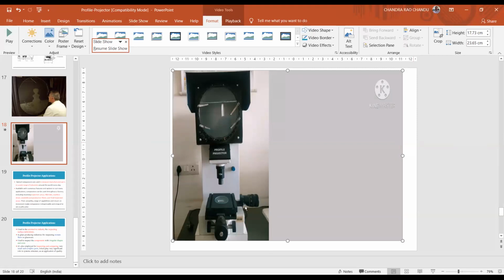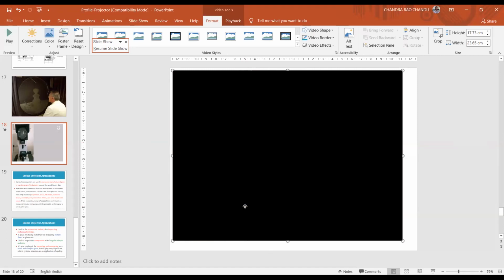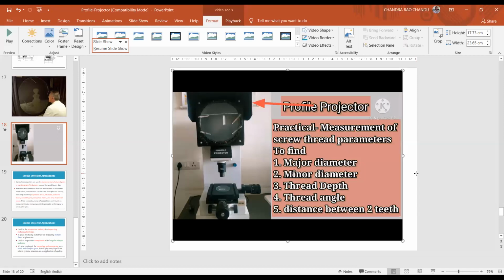Good morning. Today's topic is profile projector. In this practical, we will see measurement of screw thread parameters: height, major diameter, inner diameter, thread tape, thread angle, distance between two teeth. Generally, profile projector is used for measurement of complex shape, geometry, objects. Parts of profile projector.